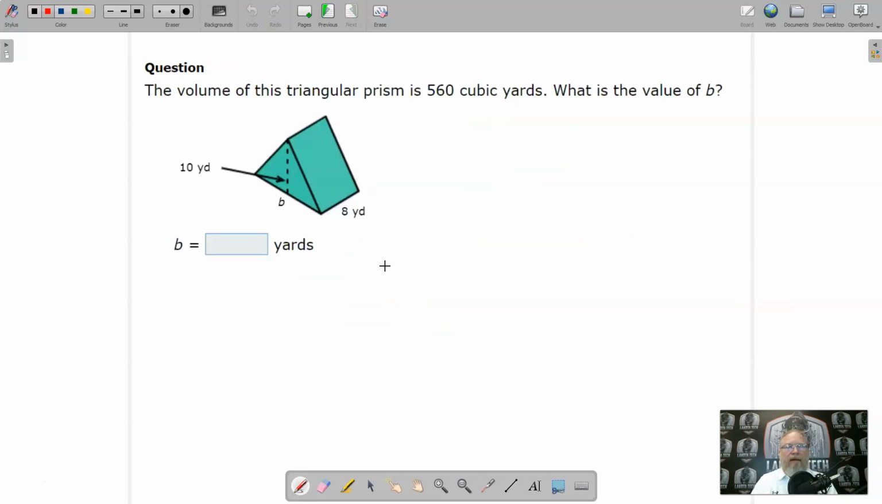And here's our final question, or final example for this activity. The volume of this triangular prism is 500 cubic yards. What is the value of B? So remember, volume is equal to the base area times the height. So our volume's 560. We get that from right here. They give us the volume.